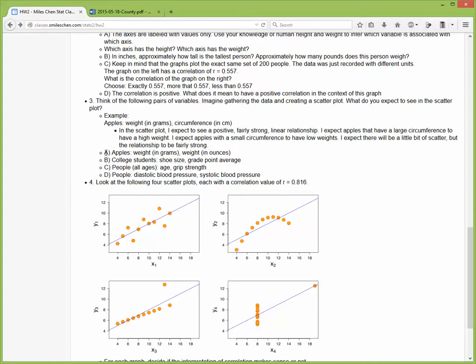So let's look at 3A. Let's say we looked at the weight of an apple in grams and the weight of an apple in ounces. What would we expect to see there?